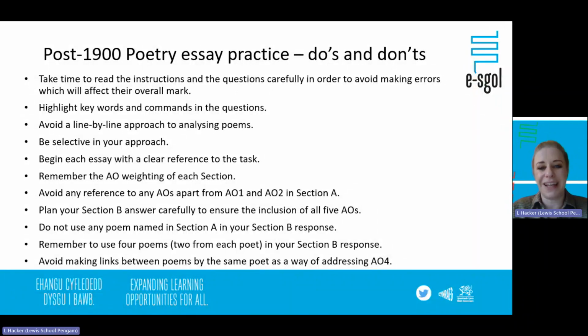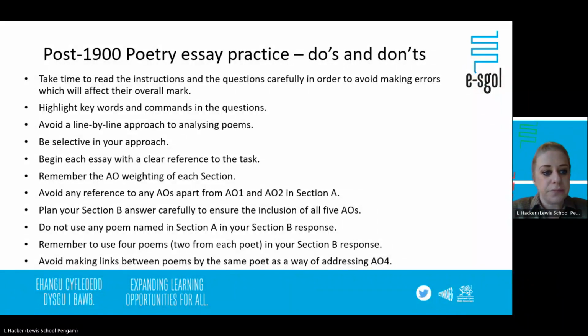Do begin each essay with a clear reference to the task. It's a really good way to start because it signposts to the examiner straight away that you are focused on what it is you're meant to be doing. Do remember the assessment objective weighting of each section. AO1, so your ability to write coherently and use correct terminology, that's 10 marks. AO2, the in-depth analysis and the apt textual support, that's 10 marks. AO3, relevant contextual interpretation and ideas, that's 20 marks. AO4, the connections, comparisons and contrasts, is worth 30 marks, so the biggest one, and then alternative interpretations in AO5 is 10. 10, 10, 20, 30, 10.